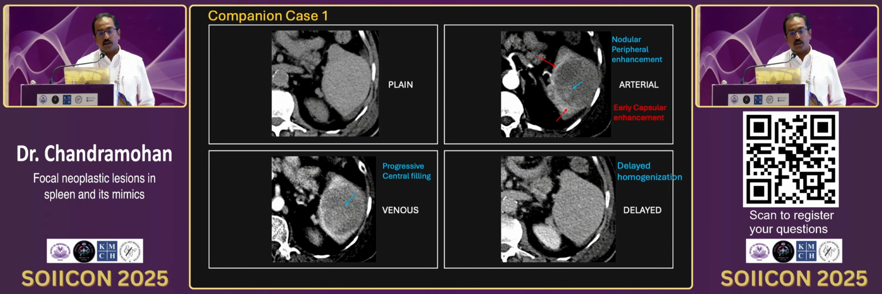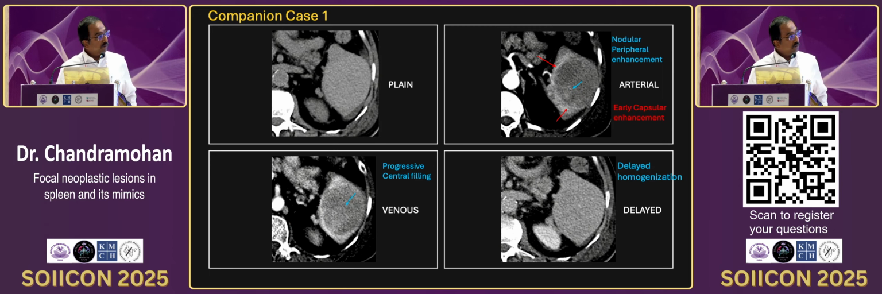Now this is again a companion case, a 70-year-old male with post-vesicular lithotripsy, abdominal pain, and ultrasound picked up a splenic lesion. On CT, the lesion is not visible in the plain study. In the contrast study, we can see an early rim enhancement, and some focal peripheral mildly enhancing areas which increase in the venous phase. In the delayed phase, there is complete homogenization of the lesion.